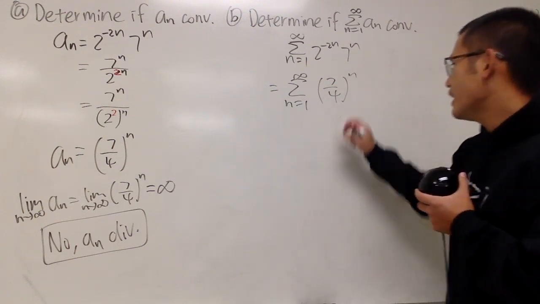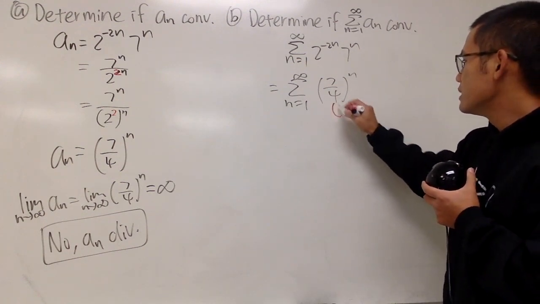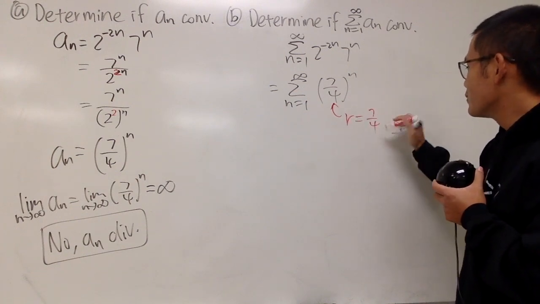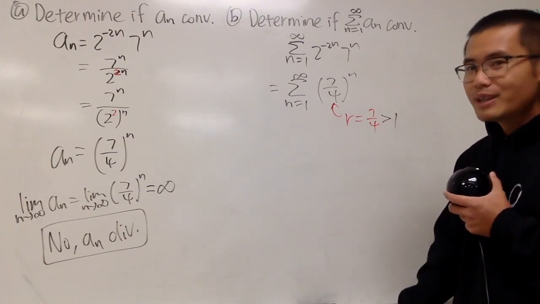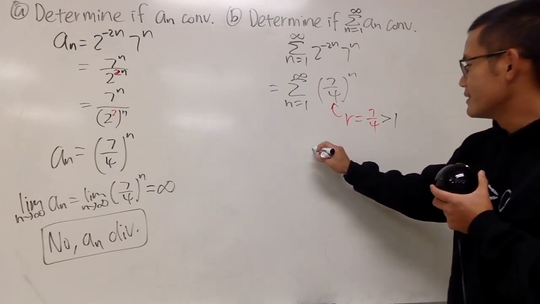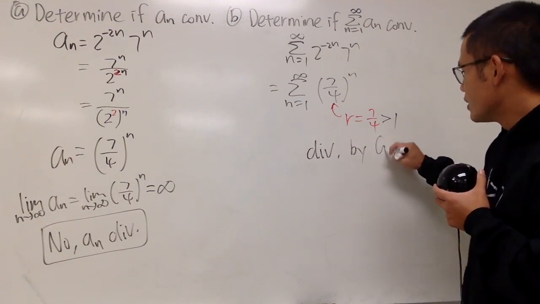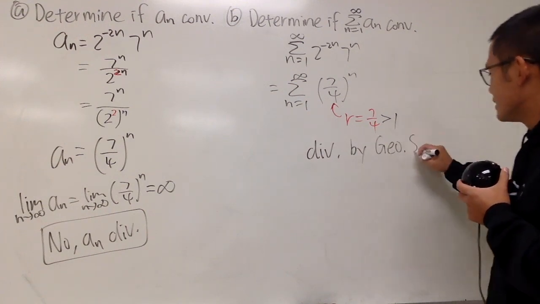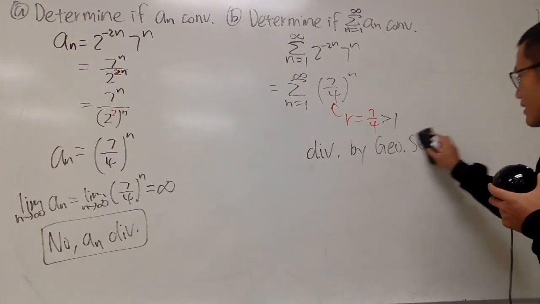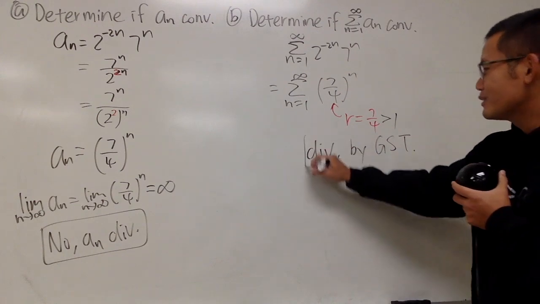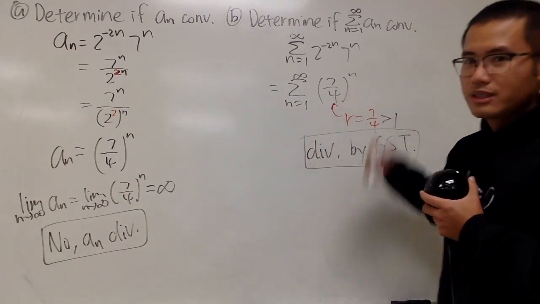You can just say, hey, right here, the R is 7/4, which is greater than 1. So this right here diverges by geometric series test, GST. So this right here will be it if you're just doing this from scratch.